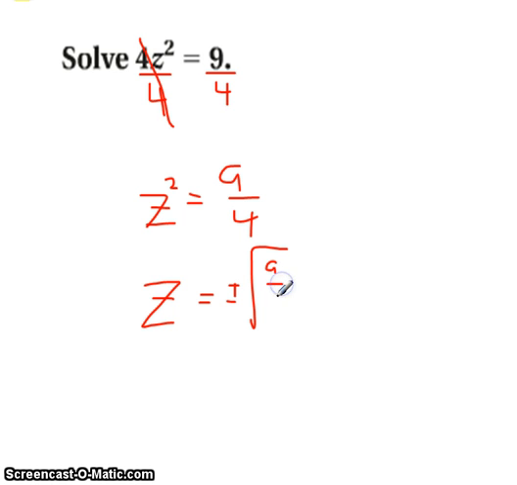Now, when I square root a fraction, what I'm going to do here is just square root the top and bottom. Both of these are perfect squares. So I'll have the square root of 9 is 3. The square root of 4 is 2. So z in this case is going to be positive negative 3/2.